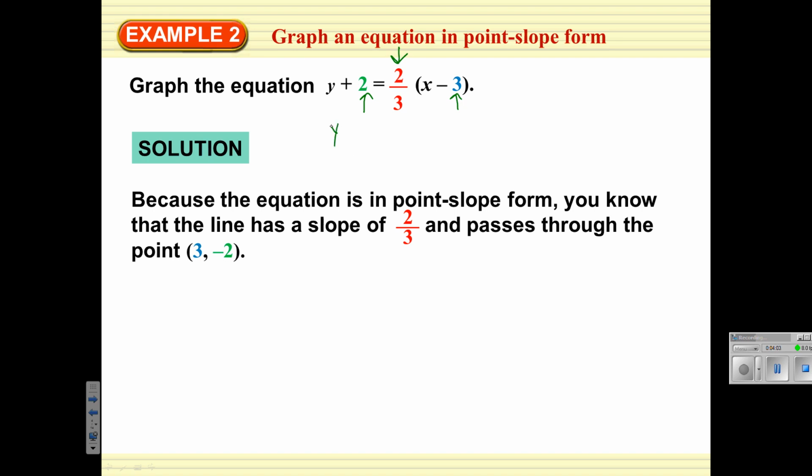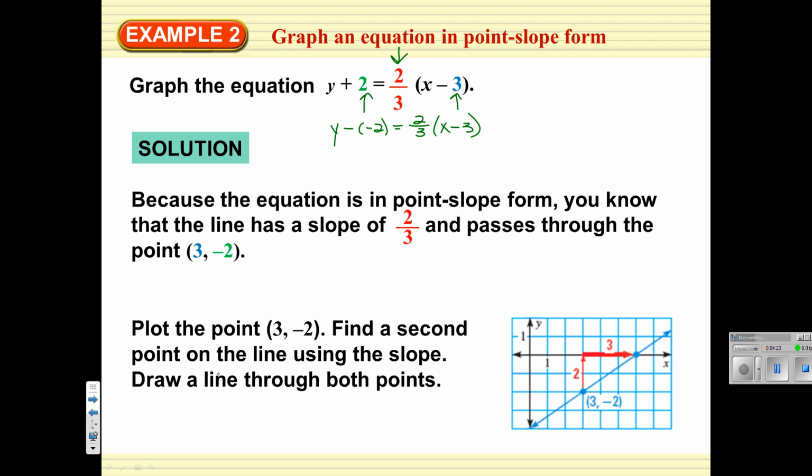Because think about it, it was originally written like this. Okay, equals 2/3 times x minus 3. So we know the x-coordinate's positive because the minus is given in the equation, and we know the y-coordinate's negative because they canceled out to make it positive. Okay, and so there's what we know.